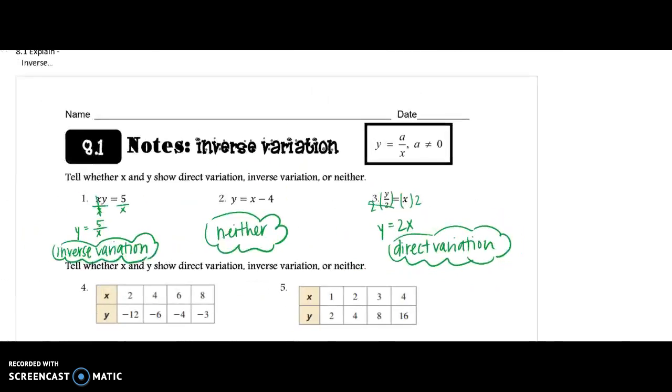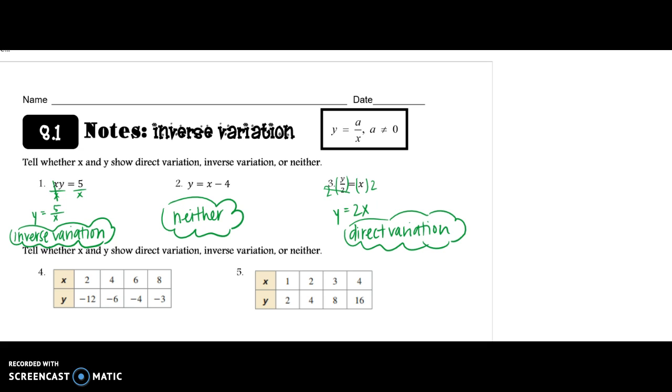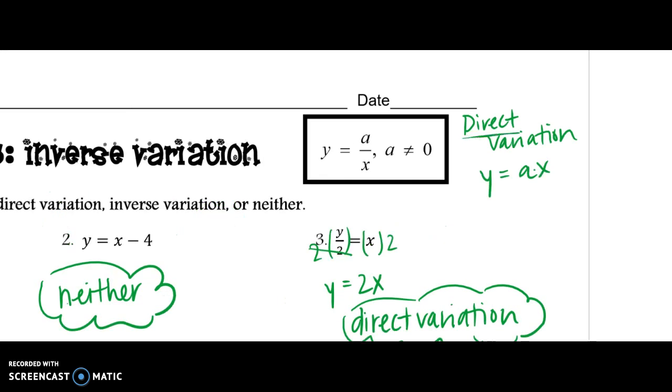So let's go over 1 through 3 again. If it's something divided by x, it's going to be inverse variation. If it's x plus or minus something, we're going to have neither. If it's something times x, it's direct variation. Let's make a little note of that. So direct variation is y equals a times x.